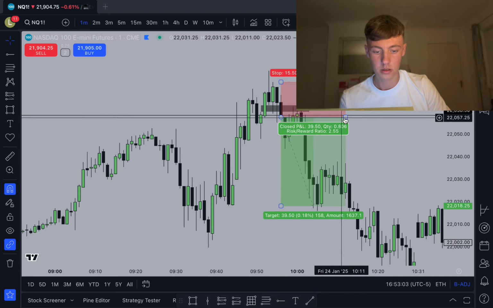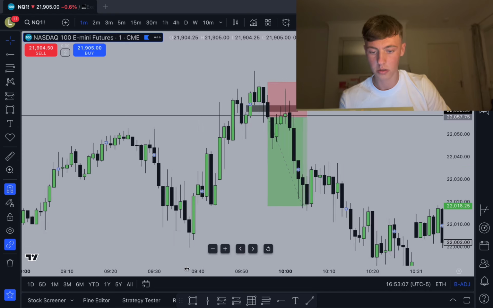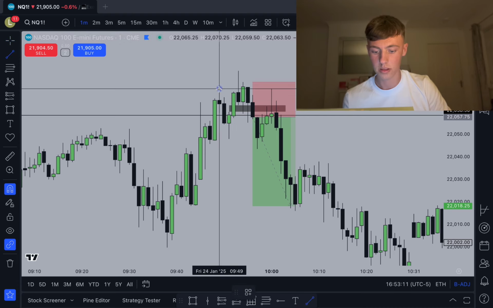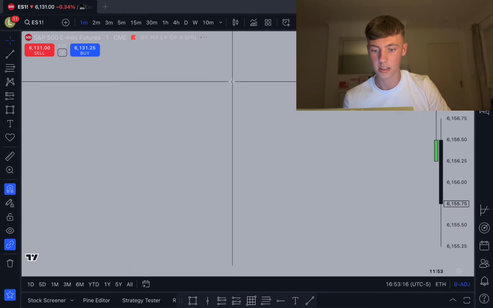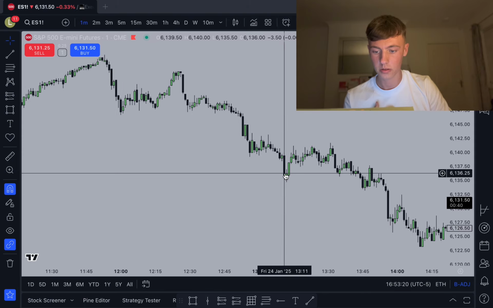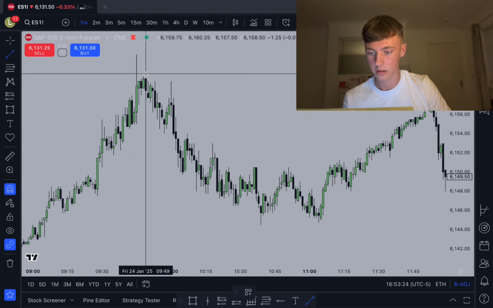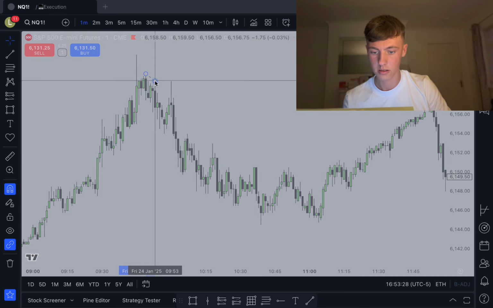So more confluences as well. We got bearish SMT. So this high took out this high on Nasdaq, but if we look at the S&P, it did not. Just quickly get it up. It did not here. So 949, 953.